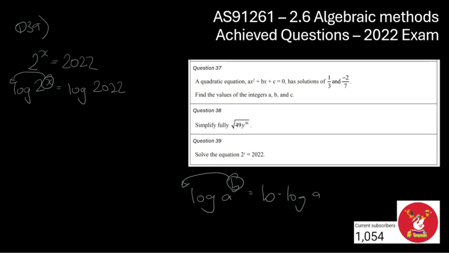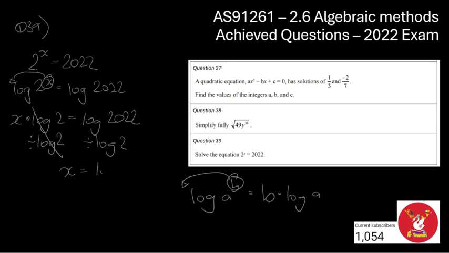So I'm going to move that x to the front as multiplication. So that means x times log 2 will be equal to log 2022. And then finally, log 2 is just a number and it's being multiplied. So what I'm going to do is I'm going to divide both sides by log 2. So I'm going to go divide by log 2 to both sides. So that cancels out this lot. And we've got log divide by log 2 over here. So that means x will be equal to log 2022 divided by log 2.